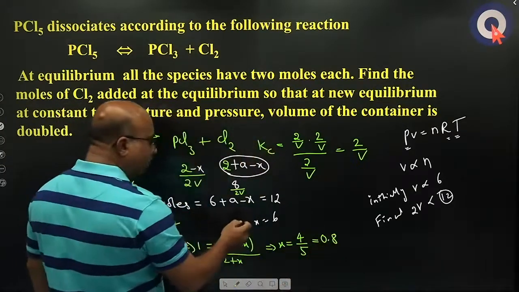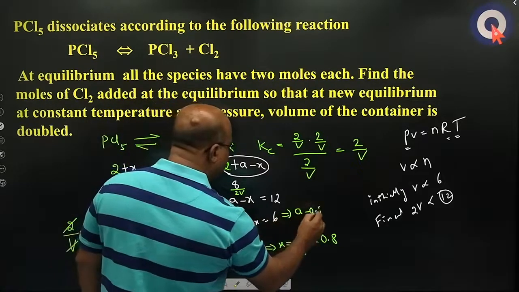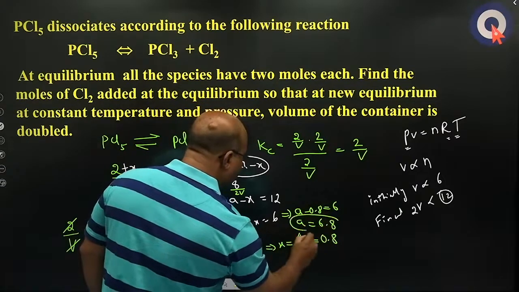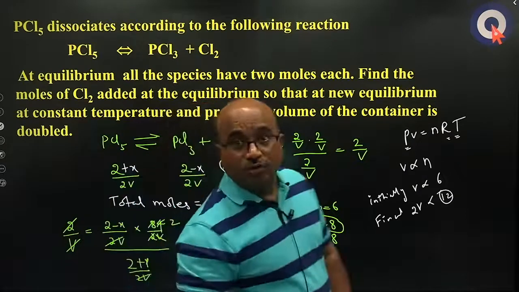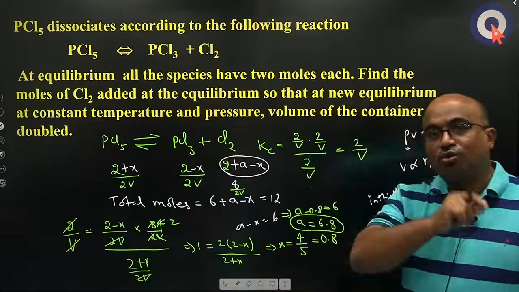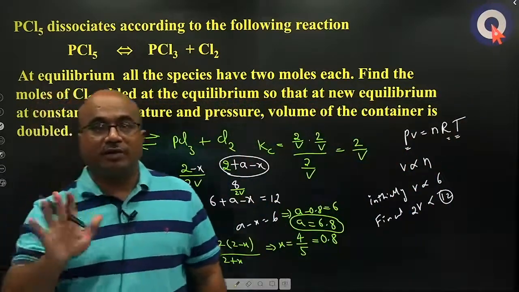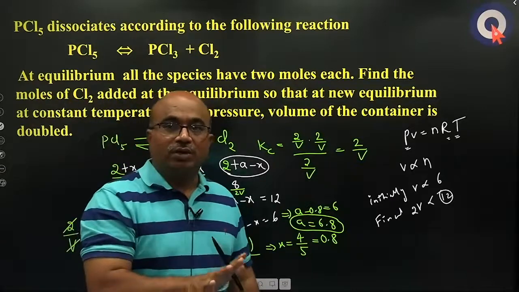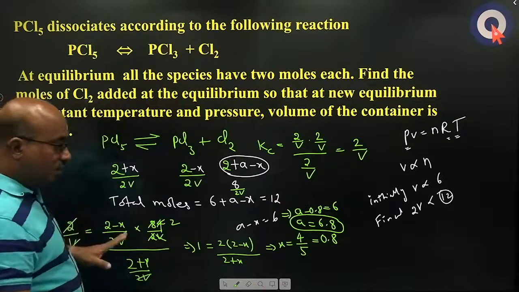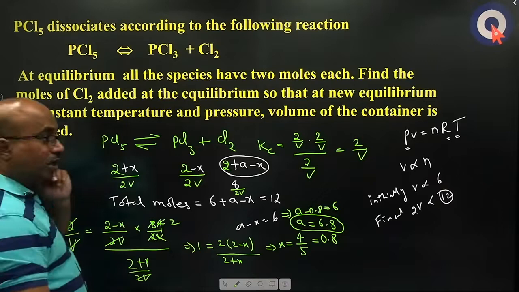So if it is 0.8, then what is A? A minus 0.8 is equal to 6. A is equal to 6.8. So total overall moles of Cl2 that we should add to the equilibrium already attained with 2 moles of PCl3, Cl2 is nothing but 6.8. So higher quantity what we added, so that even though the reaction moves in the backward direction, you will be attaining the situation where the volume of the container also becomes double.